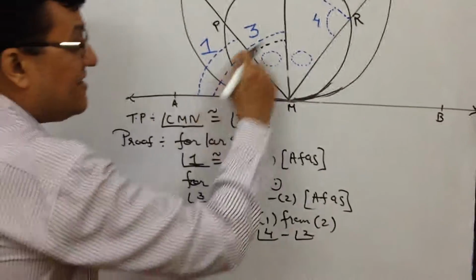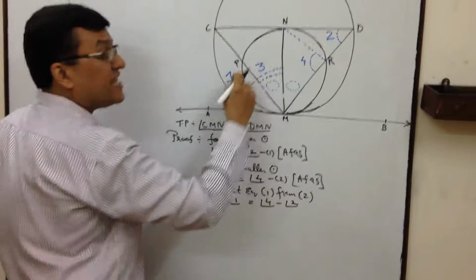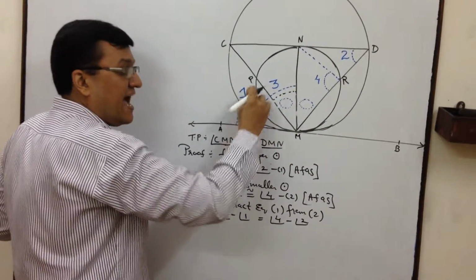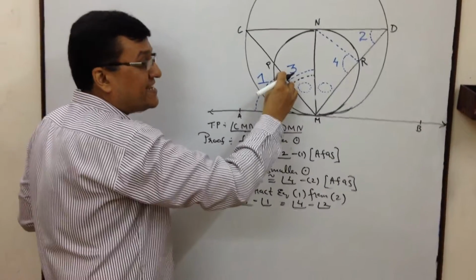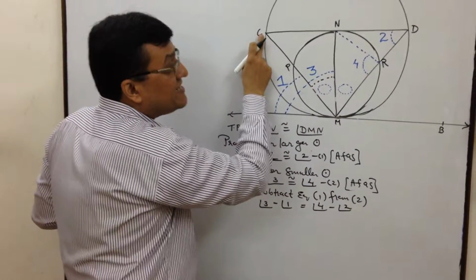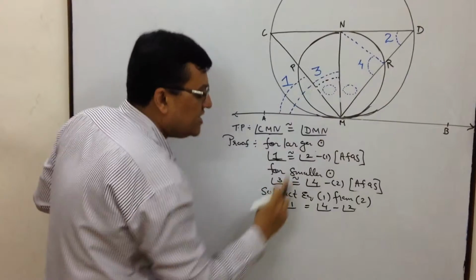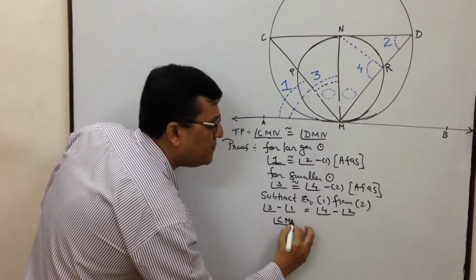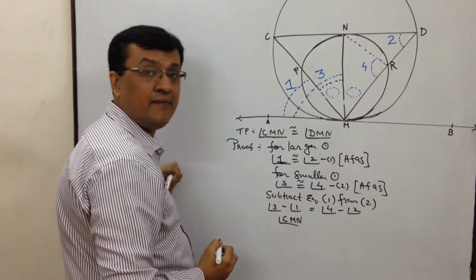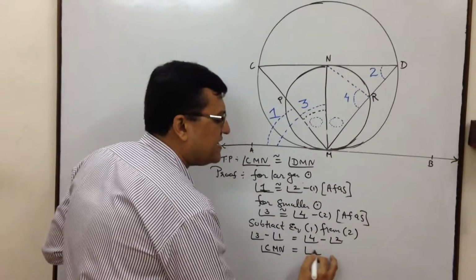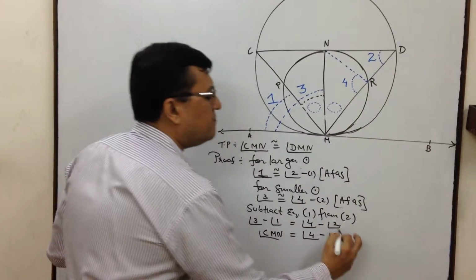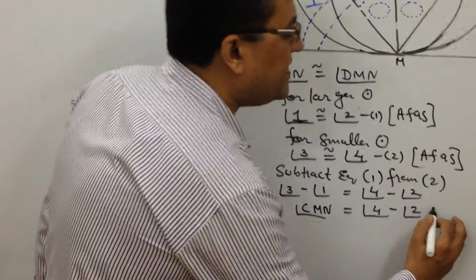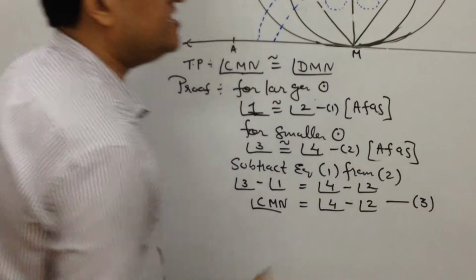Now let's check what is angle 3 minus angle 1. If you take in terms of naming, then angle 3, which is in total this, minus angle 1 which is this, eventually I end up with CMN. So angle 3 minus angle 1 is nothing but angle CMN. On the right hand side, let me keep it in numericals only: angle 4 minus angle 2. Let this be equation number 3.